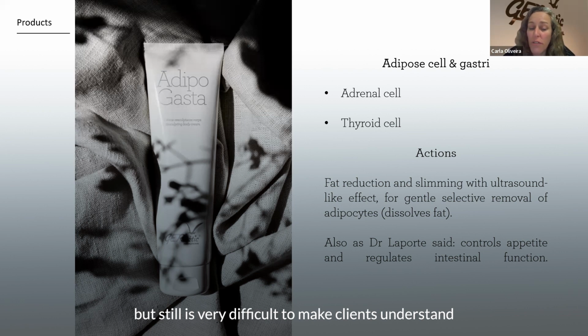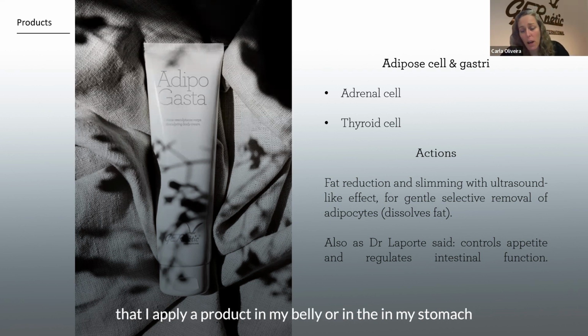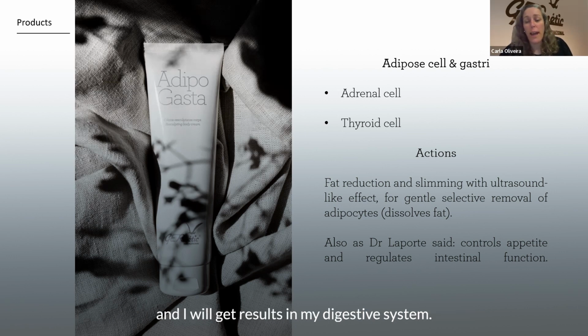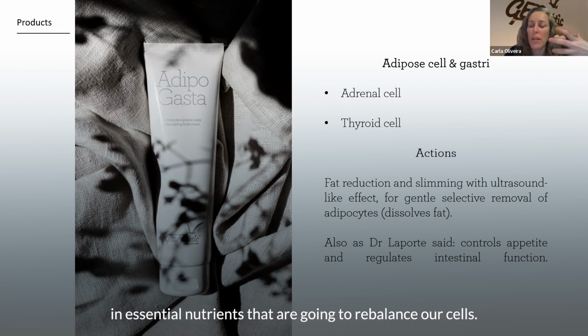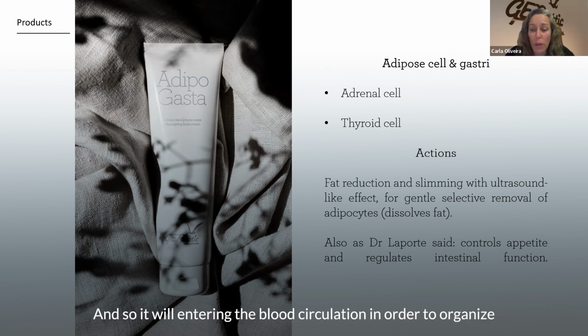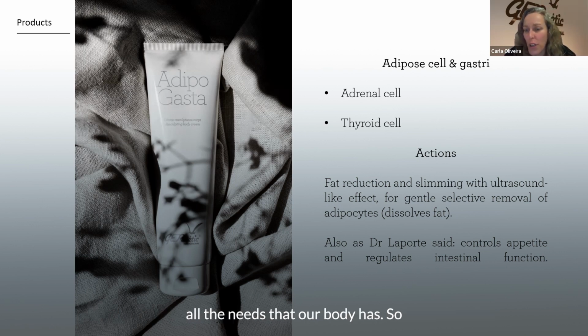But still, it's very difficult to make clients understand that I apply a product in my belly or in my stomach, and I will get a result in my digestive system. So what we need to approach is that we have a product that is very rich in essential nutrients that are going to rebalance our cells, and so it will enter the blood circulation in order to organize all the needs that our body has.